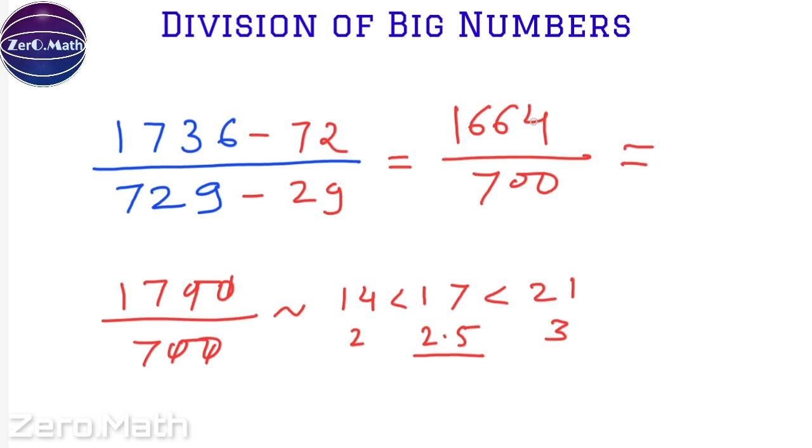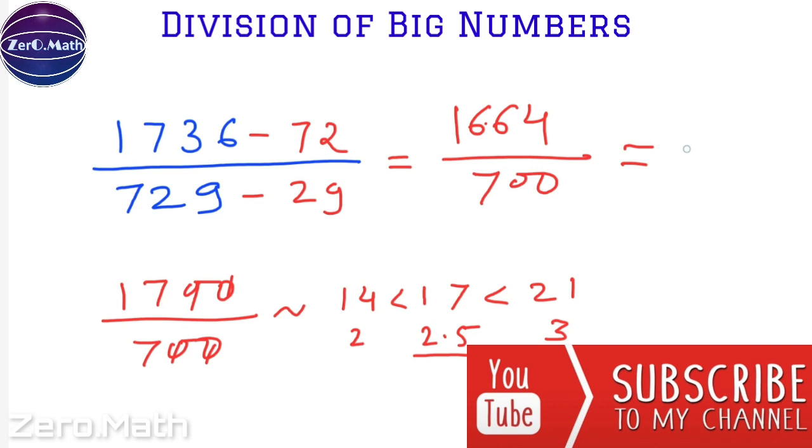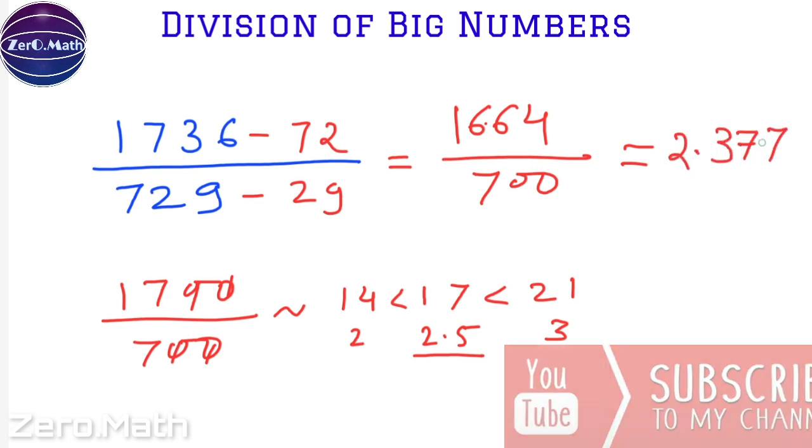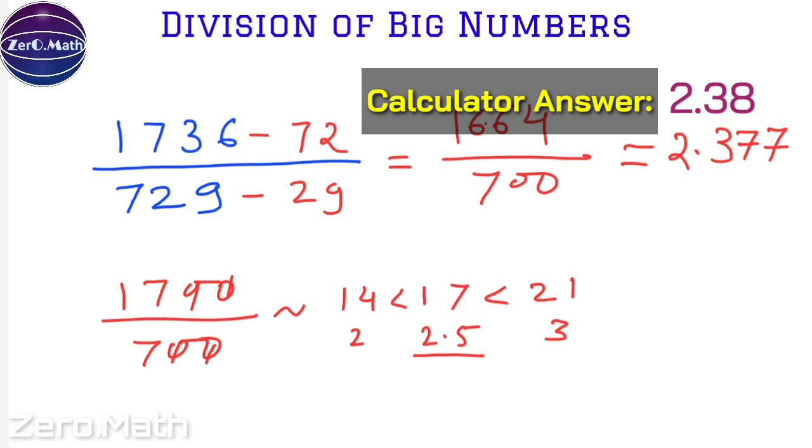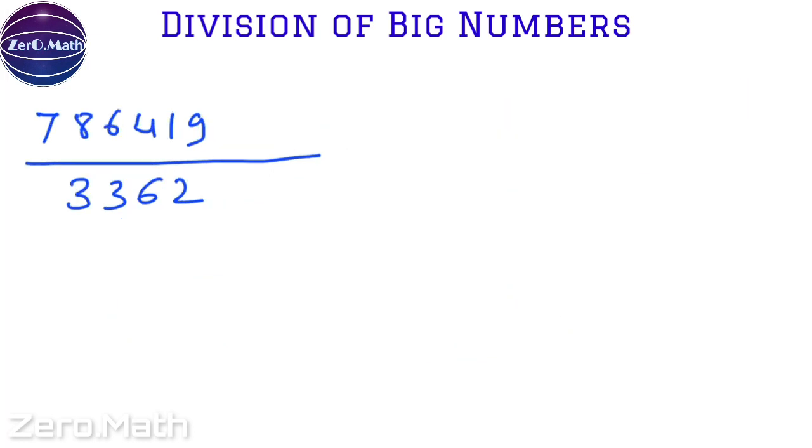So if we do that, 58 plus 14 is 72, and 1736 minus 72 would be 1664. Now let's divide 1664 by 700. We are going to get 2.377, and the calculator answer is 2.38. You can see there is hardly any difference. The difference is 0.01. I hope, Mr. Crazy Mood Saver, this clarifies your doubt.